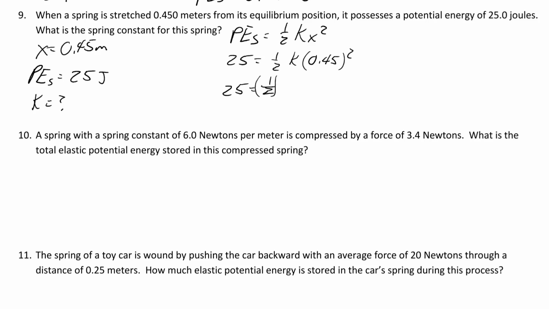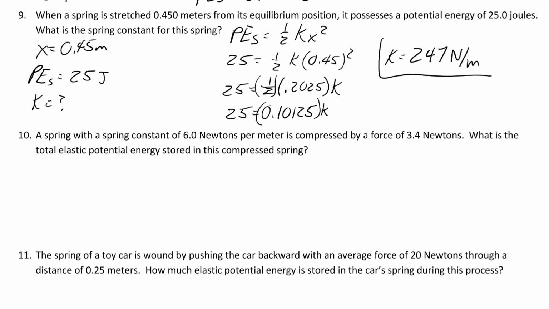Let's work it out if you want. If you're watching this part, it's probably because you're confused as to what you did wrong. I got 0.2025 for 0.45 squared, and then it's times k. So you have to do 1/2 times that number first. So 25 is equal to 0.10125 k. And then you divide 25 by this weird decimal, and that gives you a spring constant of about 247 newtons per meter.